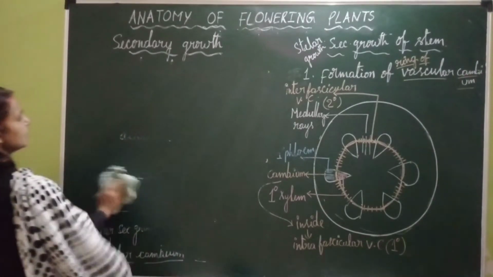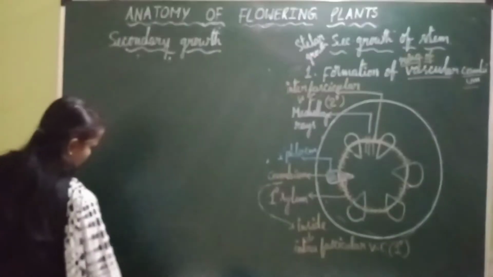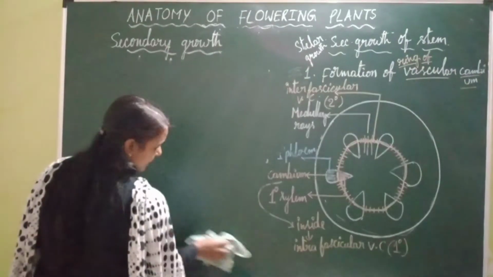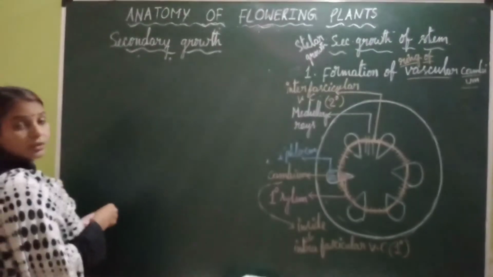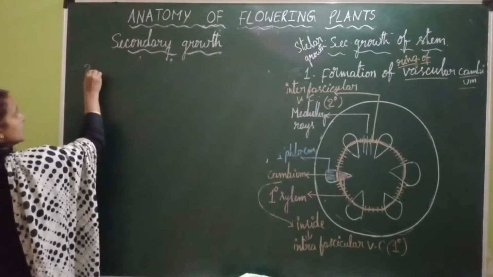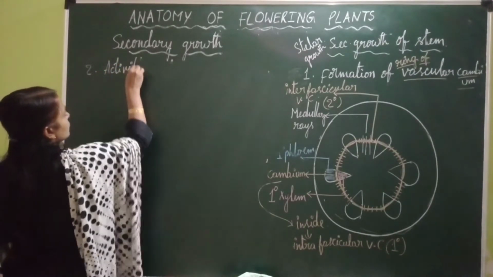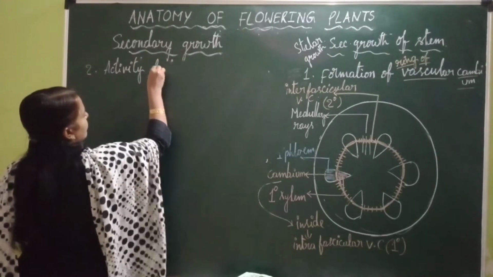Activity of vascular cambium. The vascular cambium undergoes cell division and cuts off cells towards the inner side and even towards the outer side. Let's study the second step of secondary growth, that is the activity of vascular cambium.